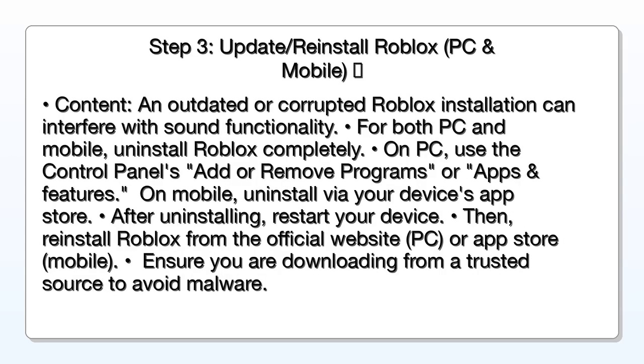Step three: update or install Roblox Mobile. An outdated or corrupted Roblox installation can interfere with sound functionality for both PC and mobile. You can uninstall Roblox completely using the Control Panel's Add or Remove Programs or Apps and Features. On mobile, you'd uninstall via your device app store. After uninstalling, restart your device, then reinstall Roblox from the official website or app store. On mobile, ensure you are downloading from a trusted source to avoid malware.